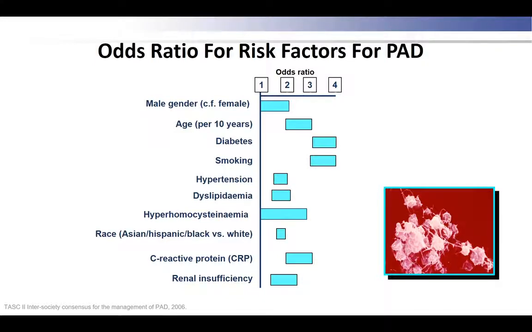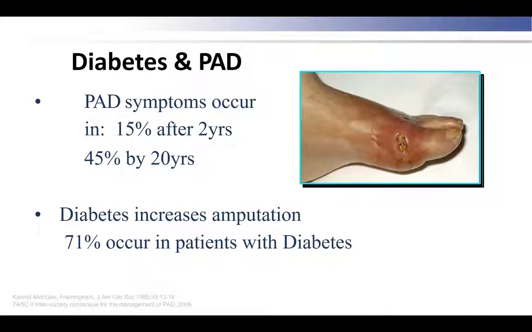Here you can see a patient with diabetes, and of course one of the problems is the peripheral neuropathy. They don't feel when they injure themselves, and they end up with a very bad lesion. If you look at people who have type 2 diabetes, after 2 years, 15% will have peripheral arterial disease, and if they last to 20 years, almost a half of your patients will have peripheral arterial disease.